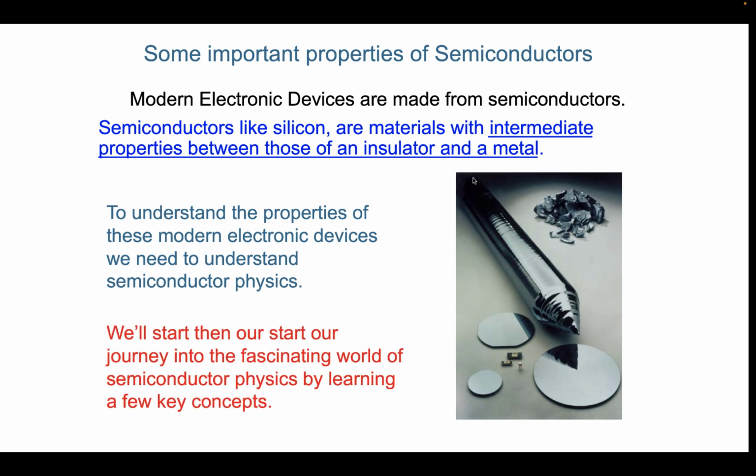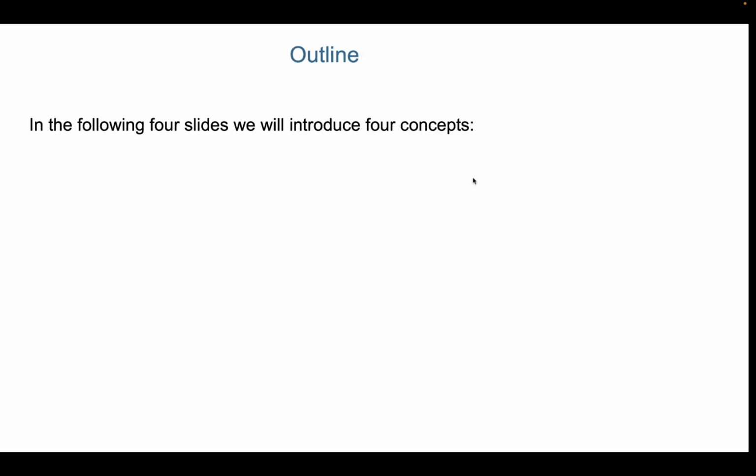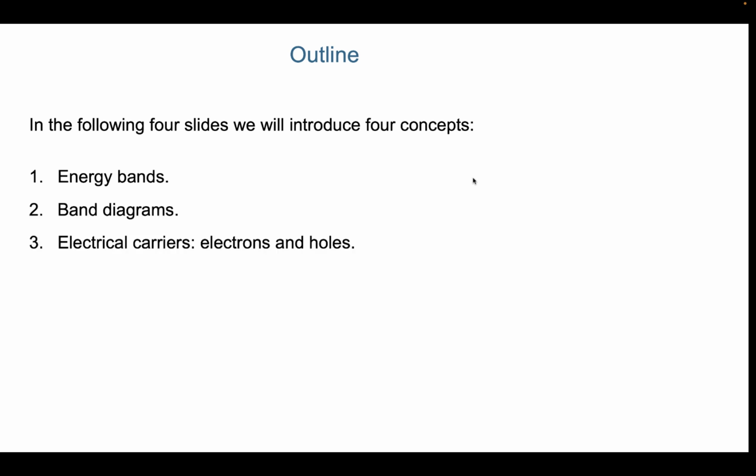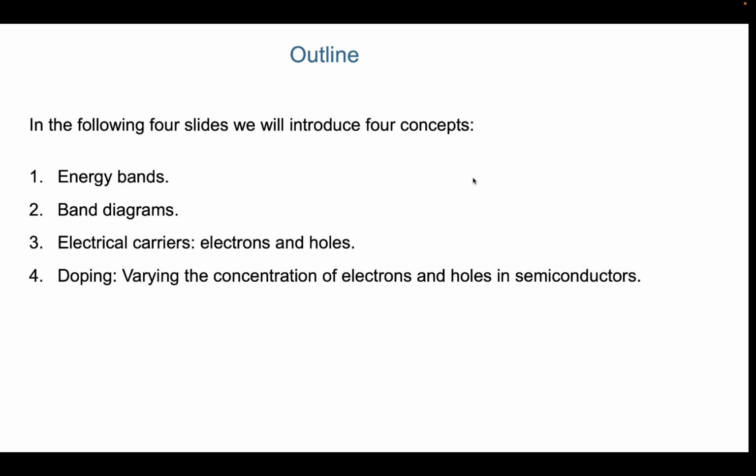And we'll start then our journey into the fascinating world of semiconductor physics by learning a few key concepts. In the following 4 slides, we will introduce 4 concepts: energy bands, band diagrams, electrical carriers, namely electrons and holes, and doping, which is the ability to add electrons and holes to a semiconductor to make it do exactly what we want.